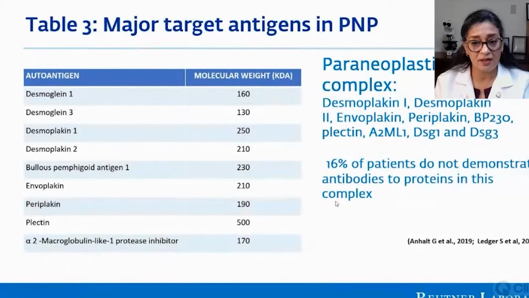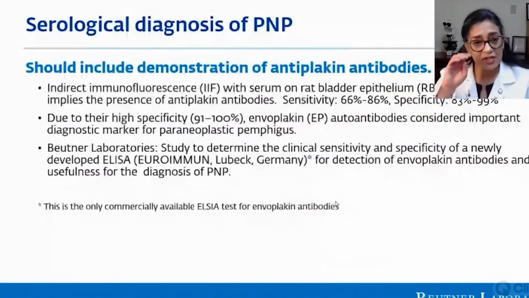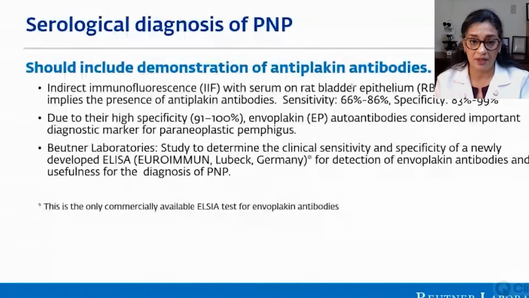Some patients may not demonstrate antibodies to proteins in this complex. So the diagnosis of PNP should include demonstration of anti-plakin antibodies. This can be done using indirect immunofluorescence on rat bladder epithelium because it is rich in plakin antigen. The sensitivity of this test ranges from 66% to 86%, and specificity has been reported to be between 83% and 99%. Due to their high specificity, anti-plakin antibodies are considered an important diagnostic marker for PNP.